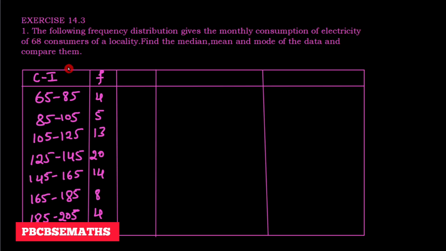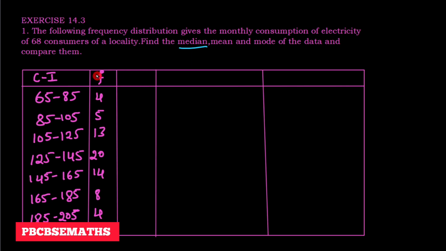In the first question, we are given a frequency distribution table and asked to find out the median, mean, and mode of the given data. For that, let's first find out the mean of this data. We're going to find that by using the assumed mean method.